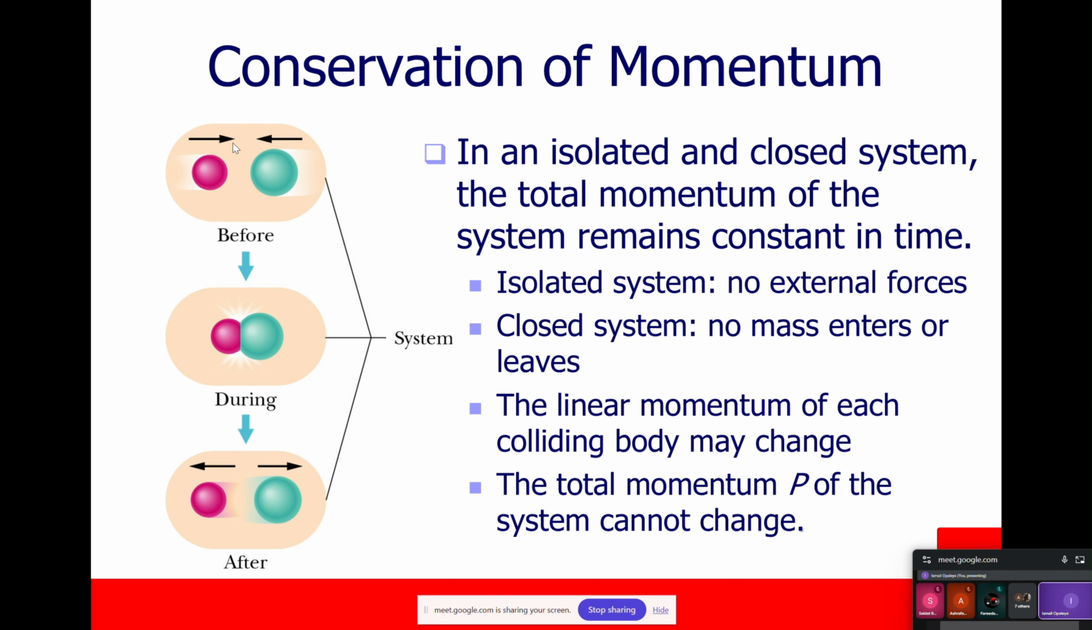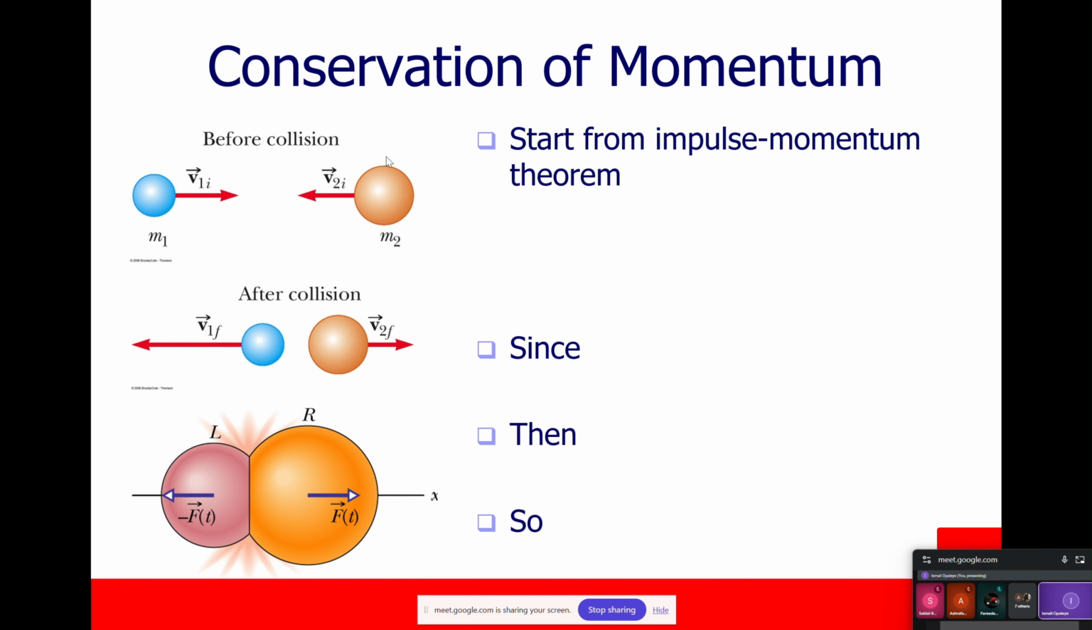For example, when this one and this one collide together, this one is moving with a particular momentum, this one is also moving with a particular momentum. At the point whereby they collide, yes, there's a change in momentum for this one, and there's also a change in momentum for this one as well. However, the overall momentum of the system does not change.